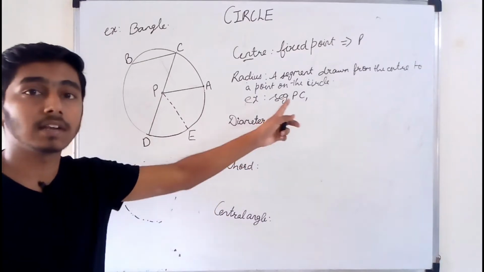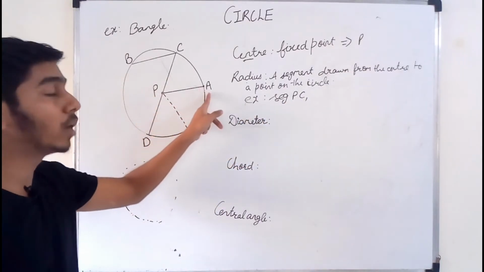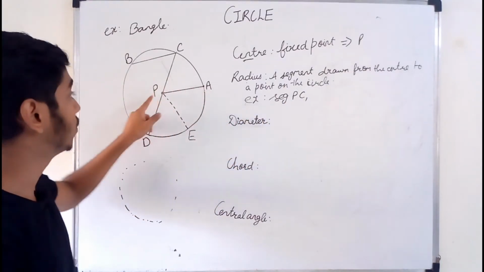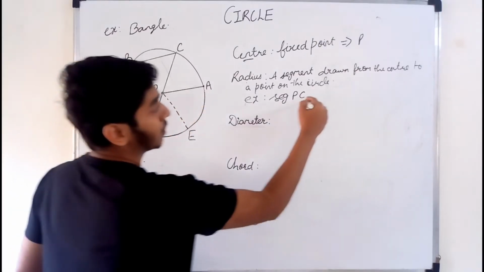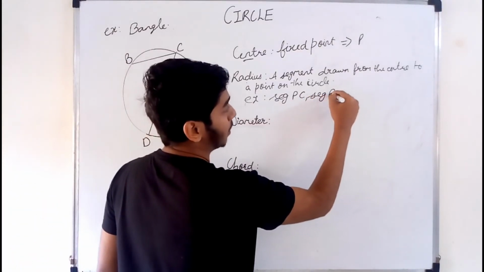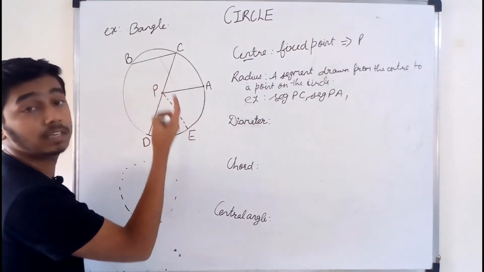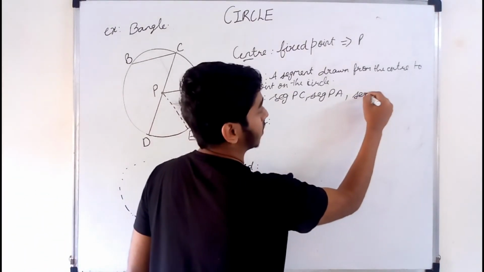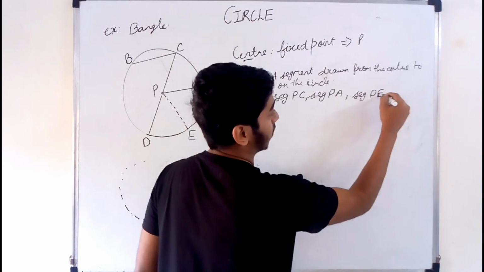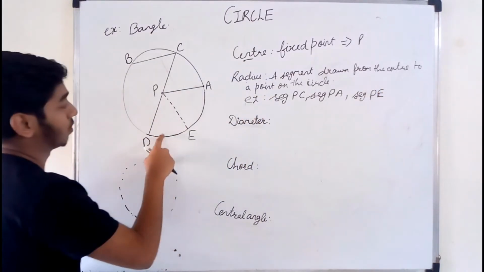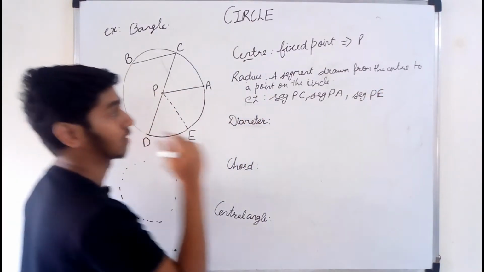Correct? I hope you're understanding. From the center to any point on the circle. So PA also, we'll say segment PA. What about this PE? Yes, PE is also a radius. What about PD? Yes, again.